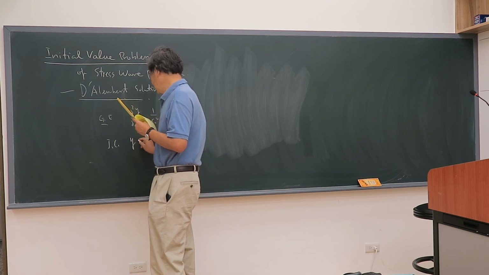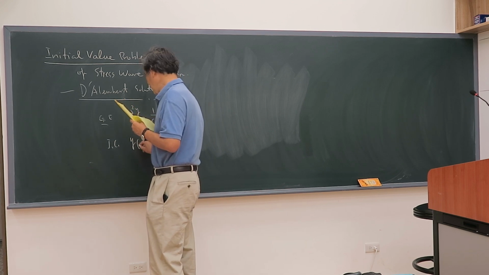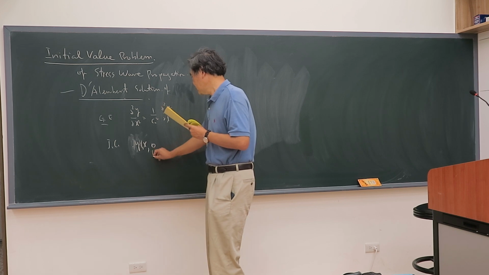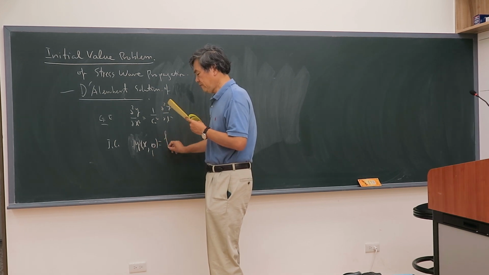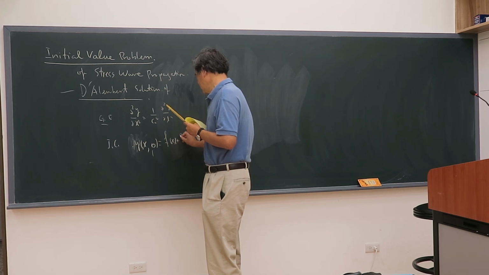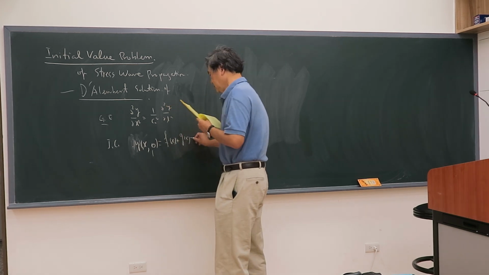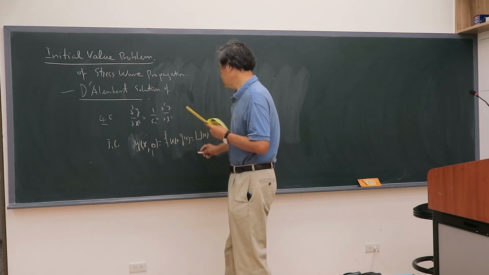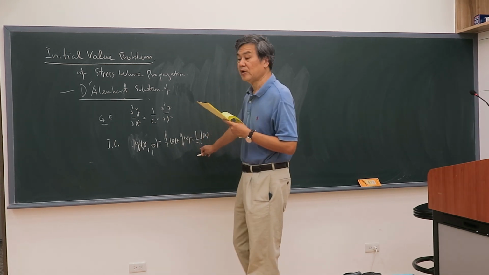y x t is y x at time equal to 0. Okay, is equal to f x plus g x, a function of u x. Okay, so this is my initial condition of displacement.